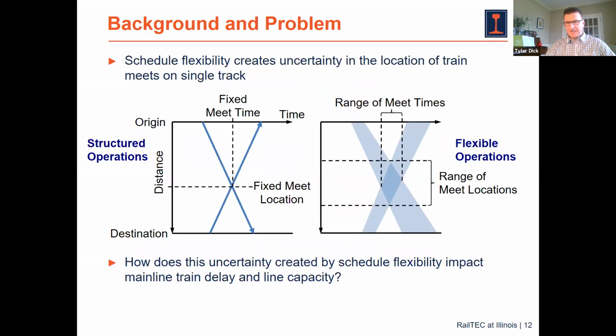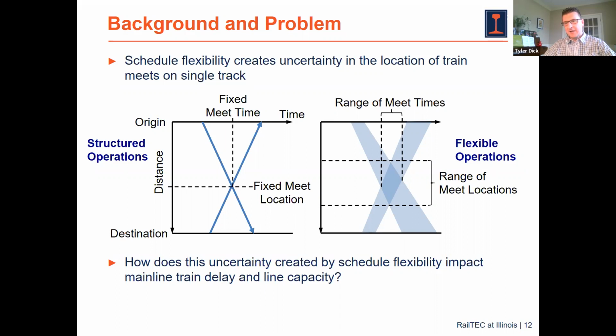And at a conceptual level, the idea is that this schedule flexibility creates uncertainty in the location of meets on single track. The left time distance diagram here depicts what we would have on structured operations, where if we have a fixed meet time and a fixed travel time, we can predict with reasonable accuracy the time and location where those two trains going in opposite directions are going to meet. So that's our structured timetable type operation.